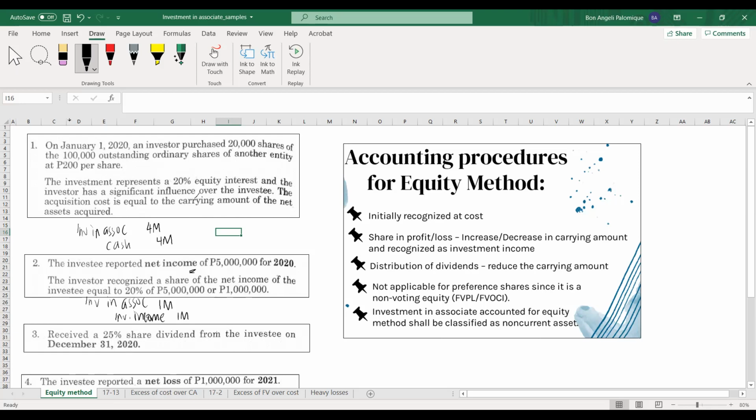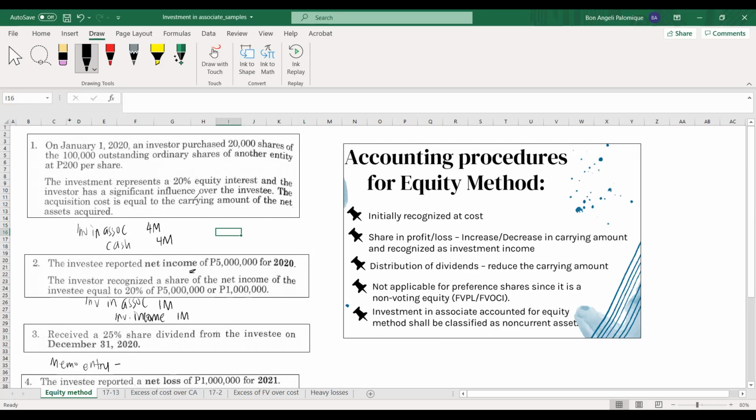Next is number 3, receive a 20% share dividend. So, from 20,000, naka-receive tayo ng 25% share dividend. So, that is additional 5,000 shares. Kung maaalala nyo, under the chapter 16 sa ating investment in equity is kapag nakatanggap tayo ng share dividend is memo entry lang yung ginagawa natin kasi wala naman siyang impact sa ating carrying amount.